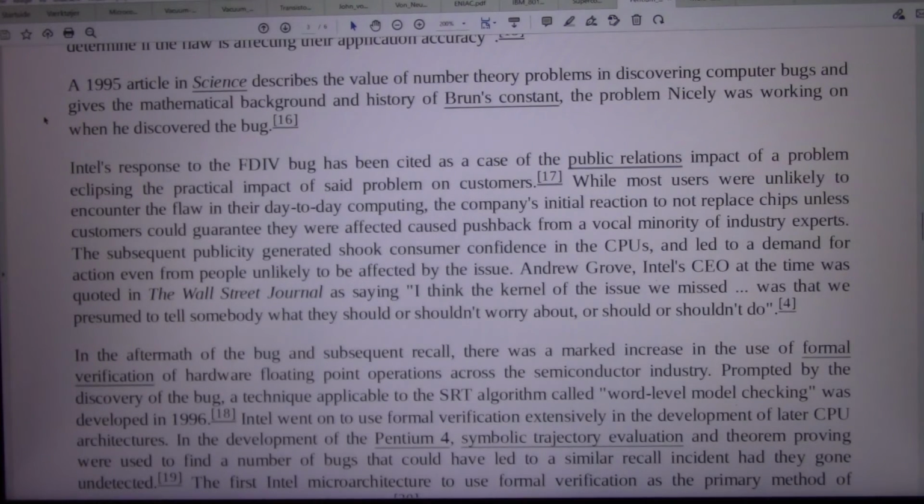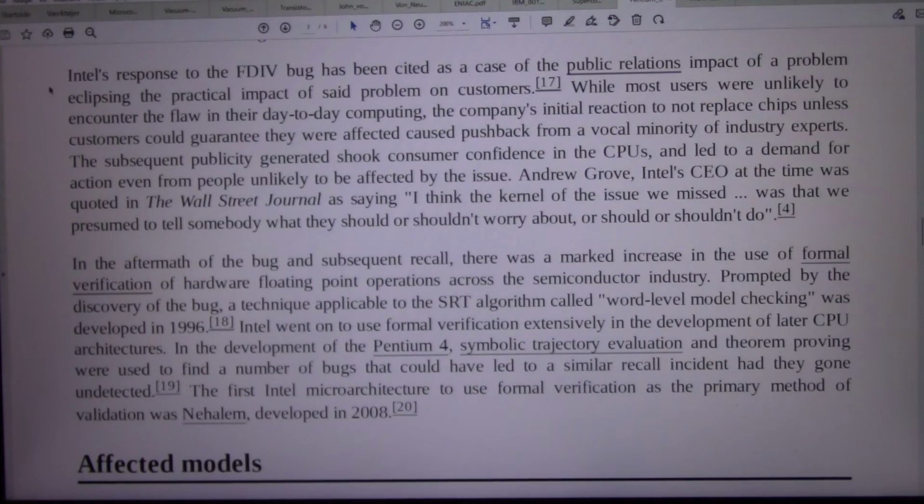16. Intel's response to the FDIV bug has been cited as a case of the public relations impact of a problem eclipsing the practical impact of said problem on customers. 17. While most users were unlikely to encounter the flaw in their day-to-day computing, the company's initial reaction to not replace chips unless customers could guarantee they were affected caused pushback from a vocal minority of industry experts. The subsequent publicity generated shook consumer confidence in the CPUs, and led to a demand for action even from people unlikely to be affected by the issue.